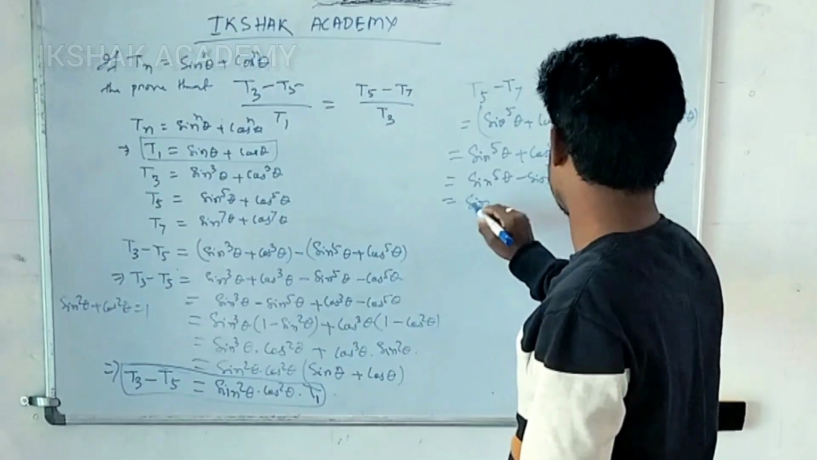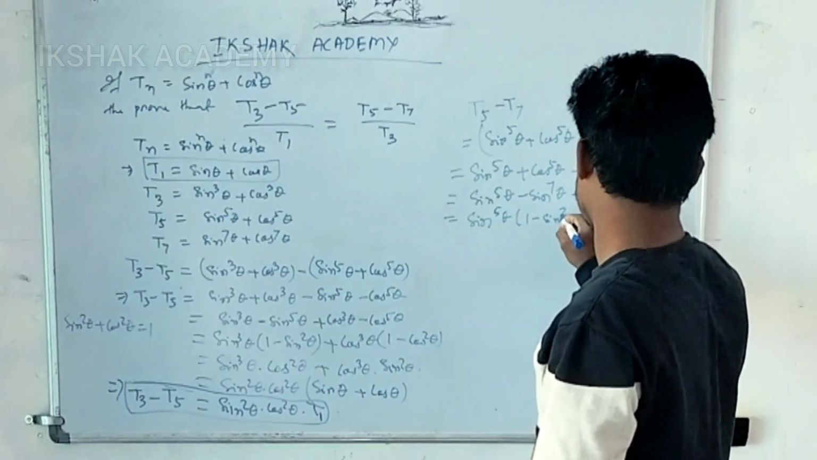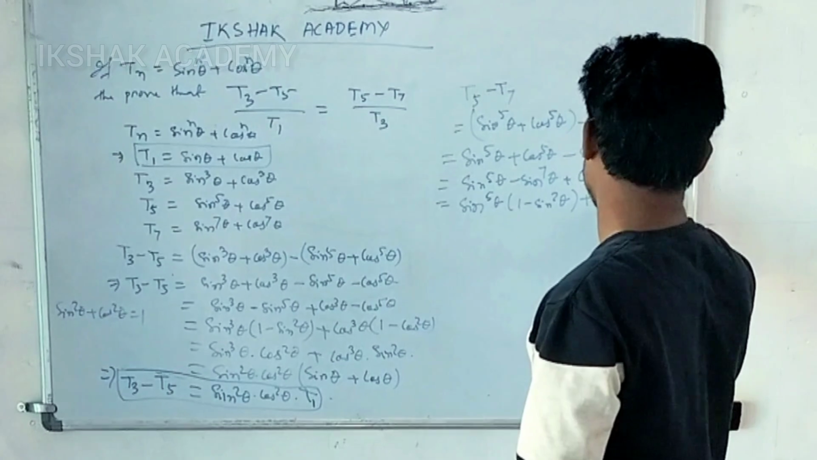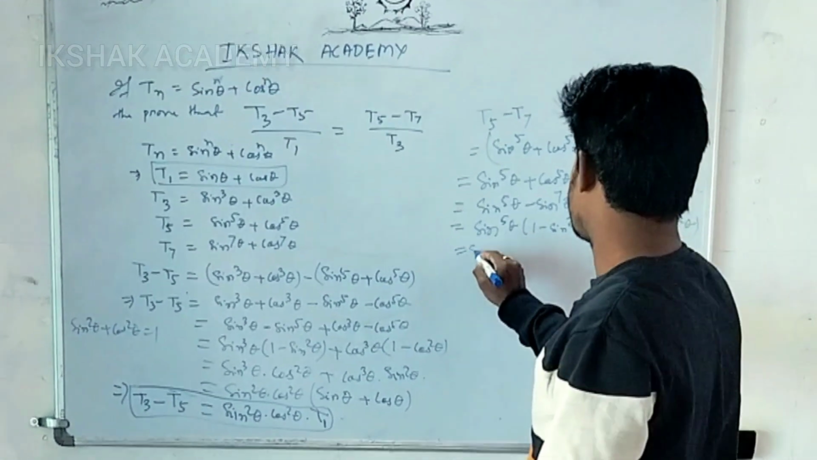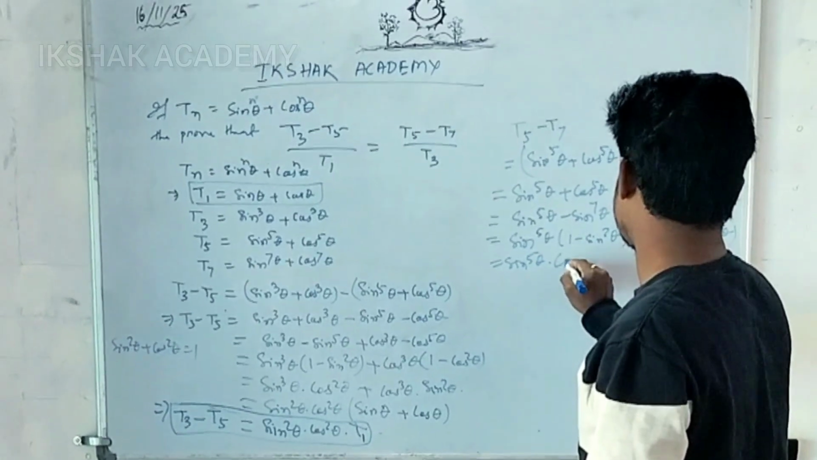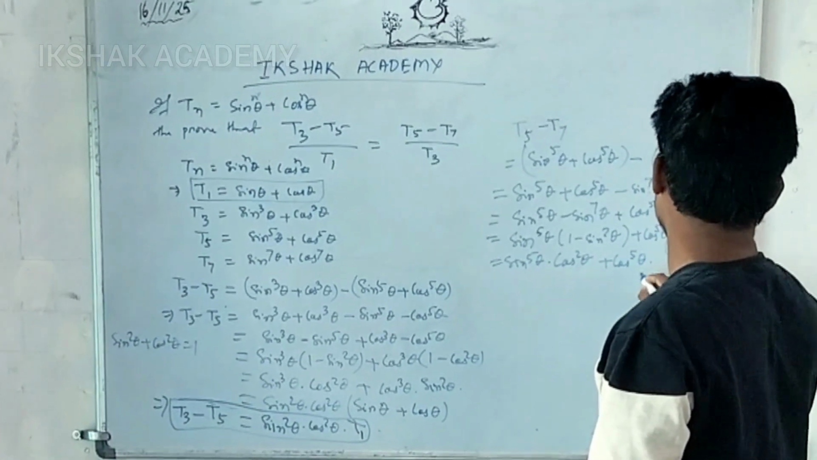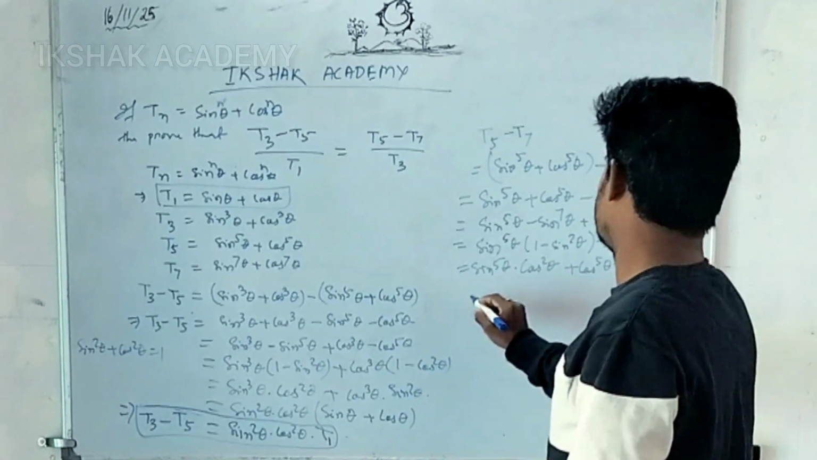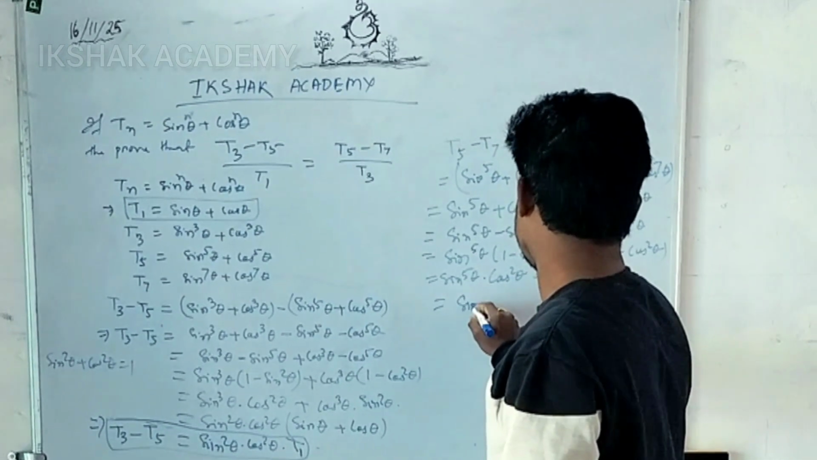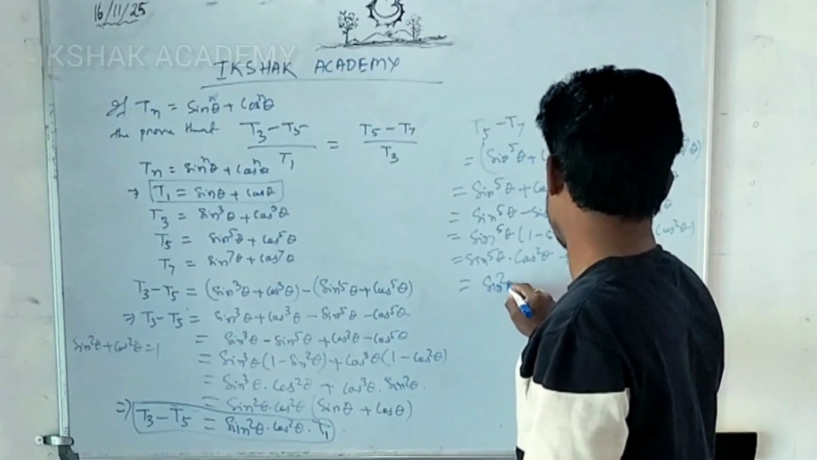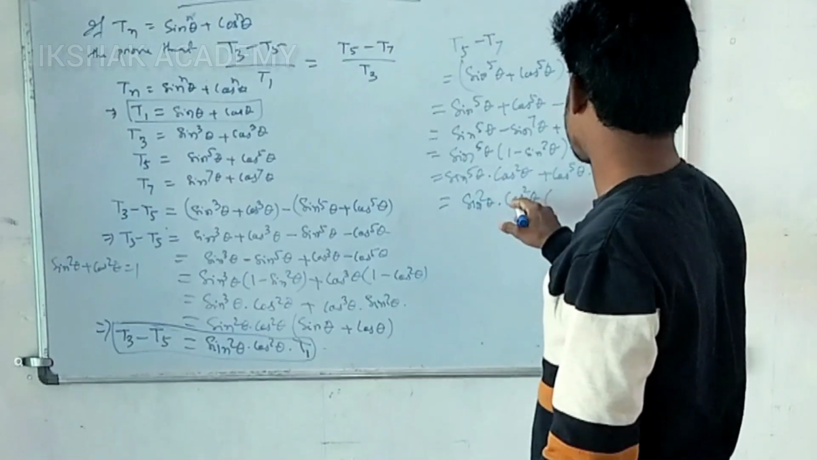Just take common: sin^5 theta (1 minus sin square theta) plus cos^5 theta (1 minus cos square theta). So sin^5 theta into cos square theta plus cos^5 theta into sin square theta. So this is T5 minus T7. Here sin square theta and cos square theta will be taken as common.